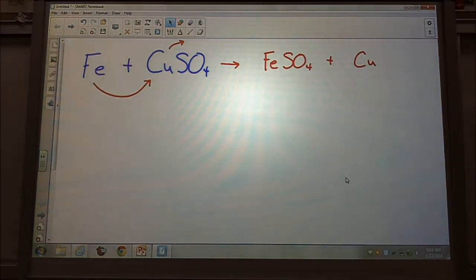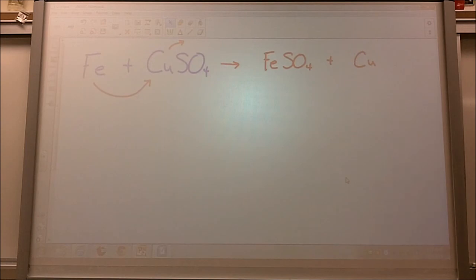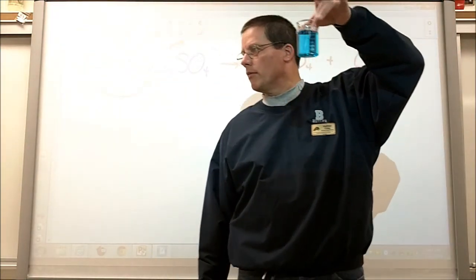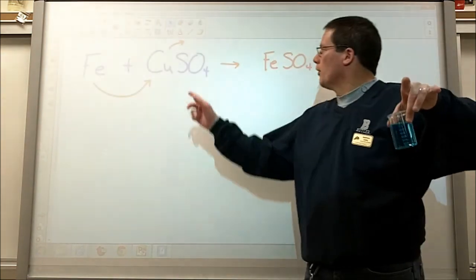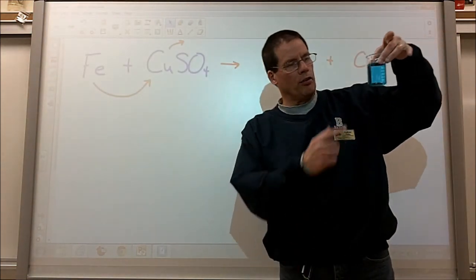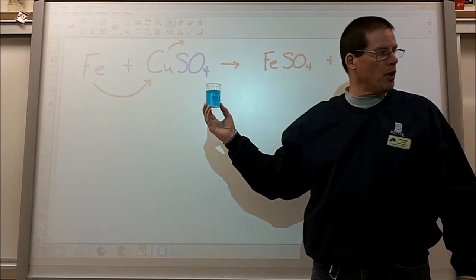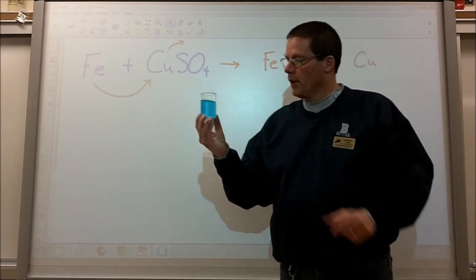All right, let me turn the lights on so you can see this. Here, I have a blue solution, kind of looks like blue Powerade. It is not blue Powerade. It is actually copper sulfate. The reason why it's a bluish color is because the copper ions are blue.